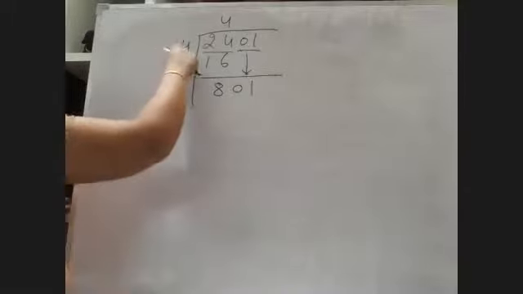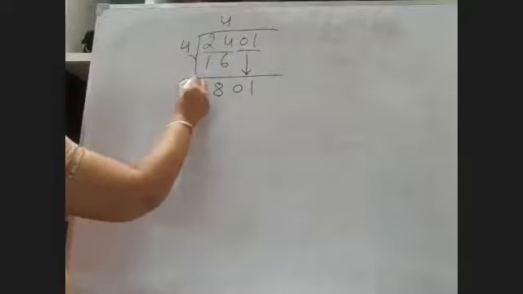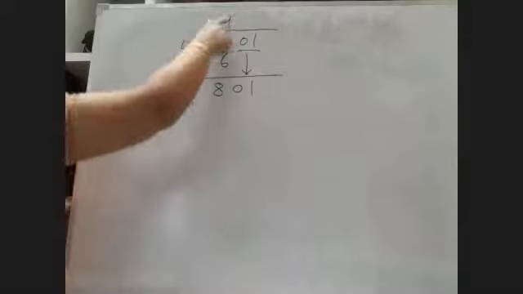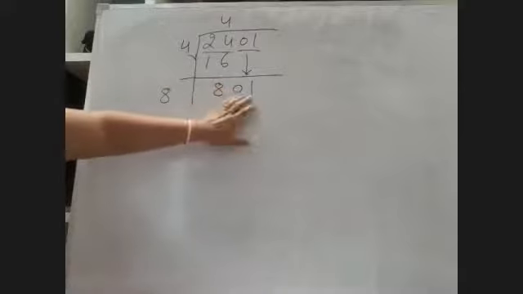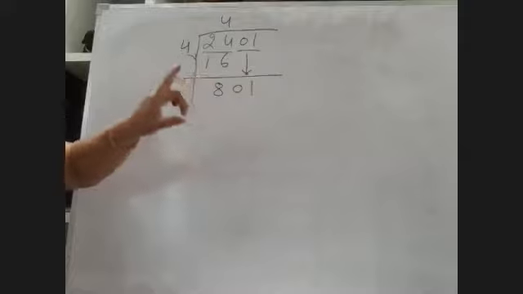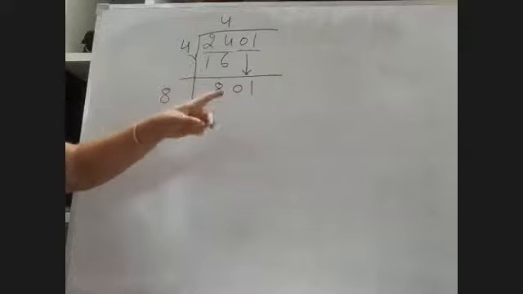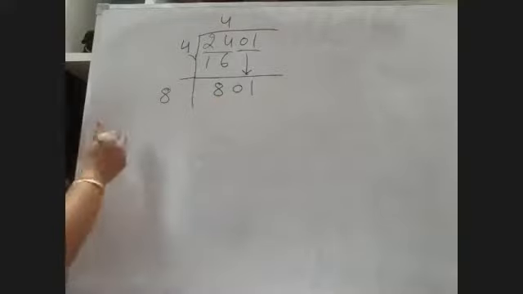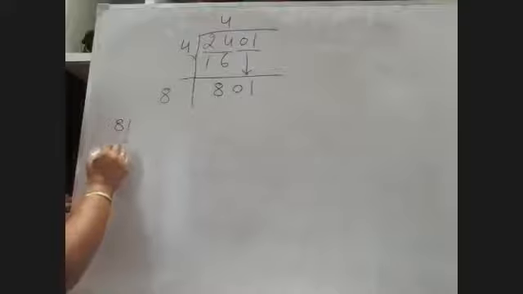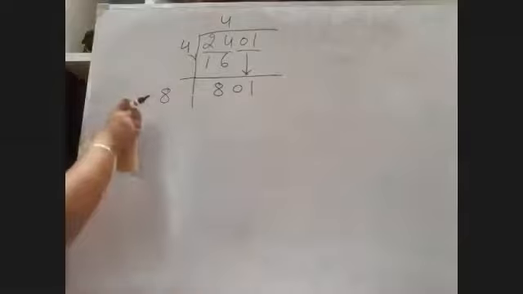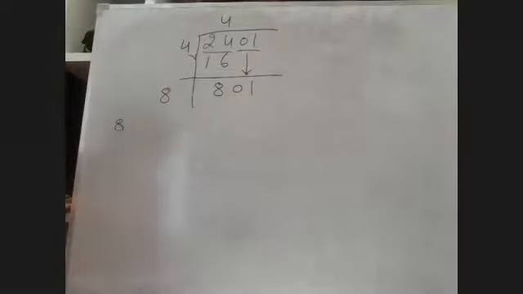Now right here, 4 plus 4 is 8. Now here is the number 8, and here the last digit is 1. Now students, think well, which number multiplied by itself gives 1 at the one's place? 1 times 1 is 1. Is it 81? It does not divide. Then 9 times 9 is 81. So try 9.